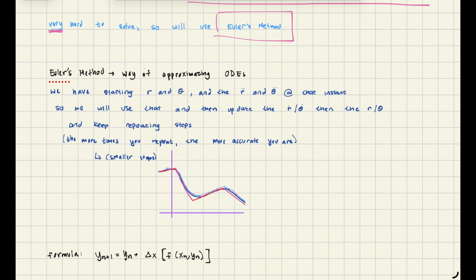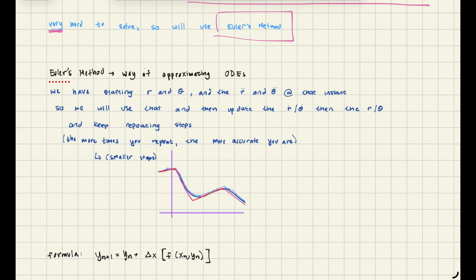And what we'll do is we have the starting r and theta and the equations, making that r prime and theta prime at that instant. So we'll use that and we'll then update the velocities, r prime and theta prime, and then the positions, and then we'll go back to updating the r double prime and theta double prime, and then we'll keep repeating these steps.